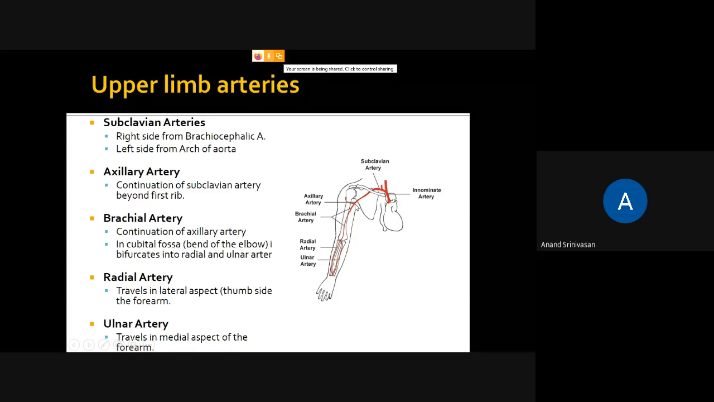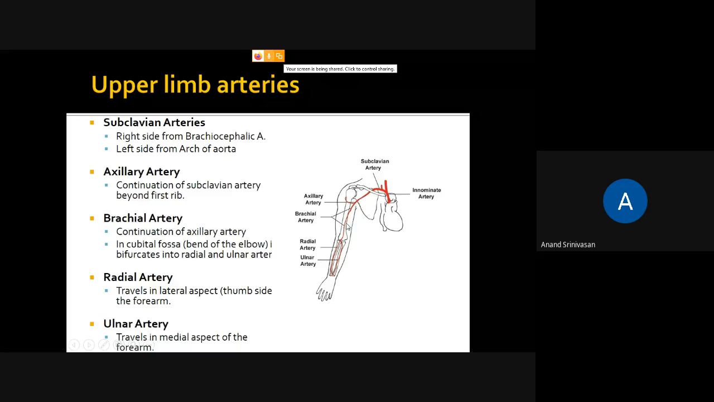So the subclavian artery continues as the axillary artery. The same artery is being given different names. So, subclavian artery, axillary artery, and after that, this axillary artery goes into the arm, and here it is given a different name, which is called the brachial artery.